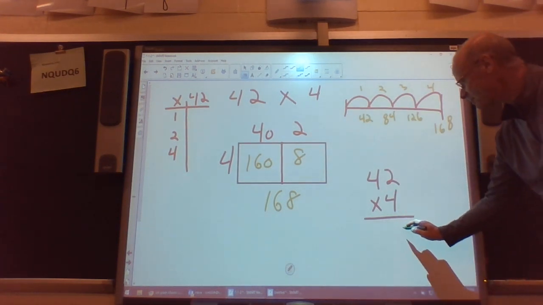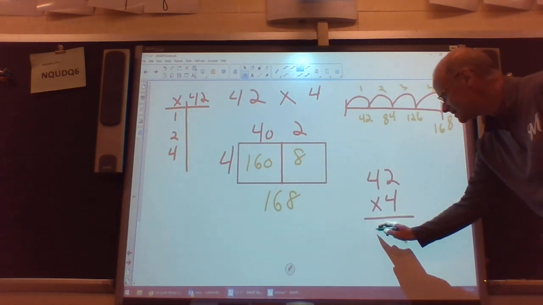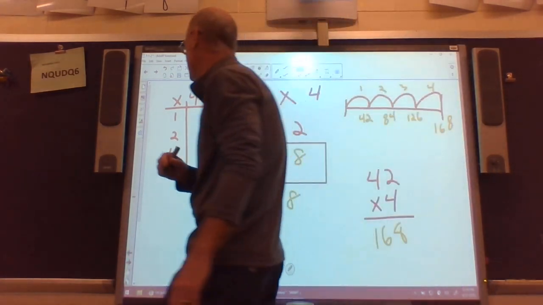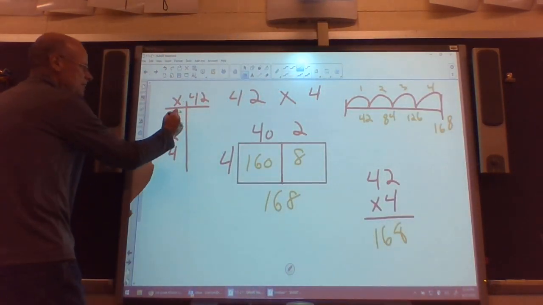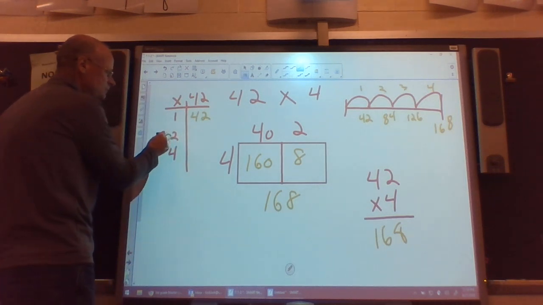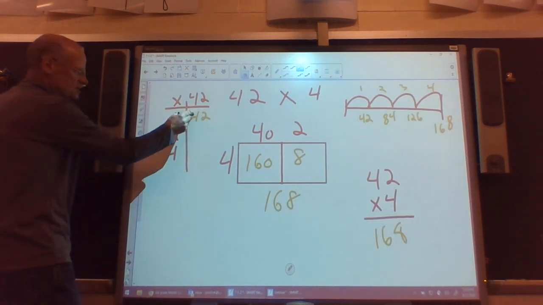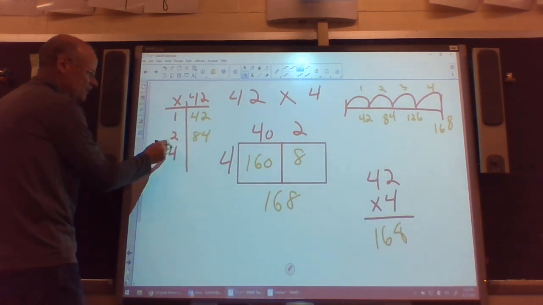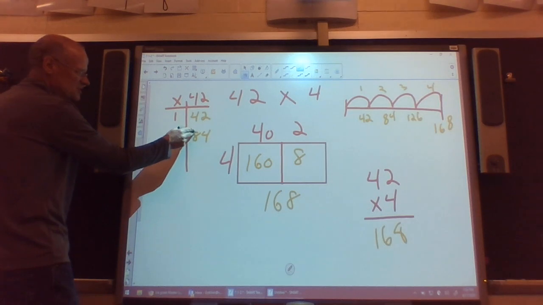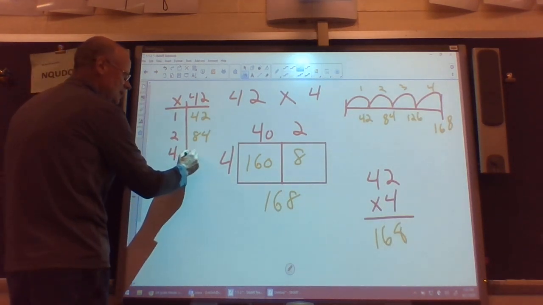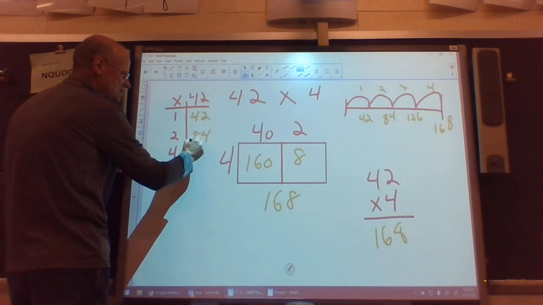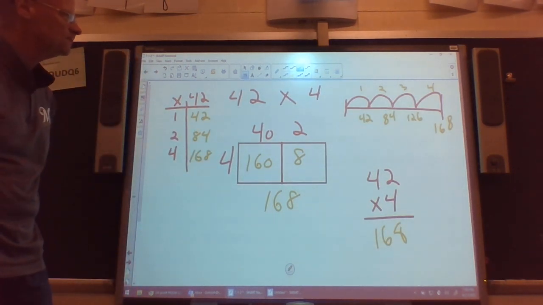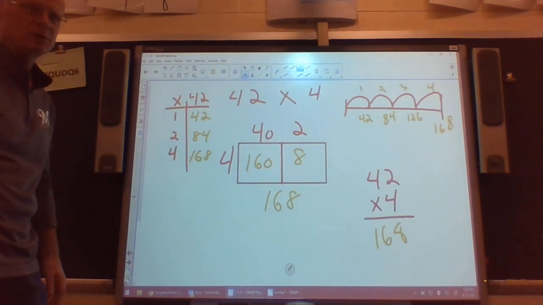4 times 2 is 8. 4 times 4 is 16. Get 168. And this is lattice math. So 1 times 42 is 42. 2 42s, I doubled this number, so I'm just going to double that number. And I'm going to get 84. If I go from 2 to 4, I'm just doubling here, so I'm just going to double that. And once 84 and 84, 80 and 80 is 160, 4 and 4 is 8. I have 168. So we did the problem 4 different ways. Hopefully you ended up with 168 on yours.